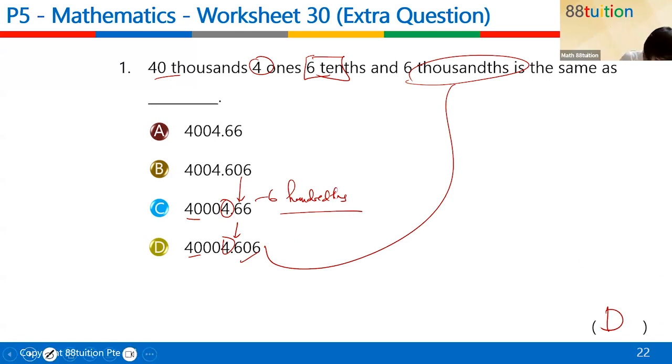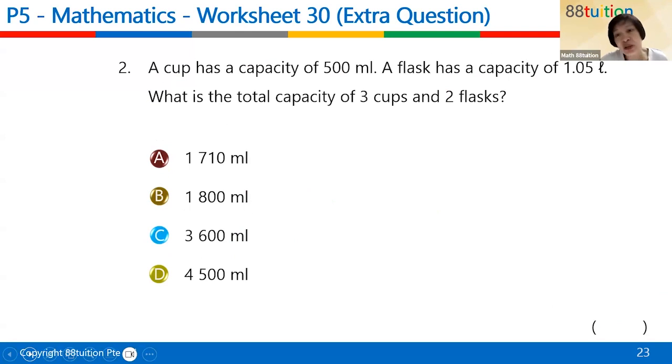Quick one. Number two, speed test. Can use calculator, no worries. Just use calculator and do it. Okay, let me type the question EQ. This is EQ2. Okay, EQ2, your answer.